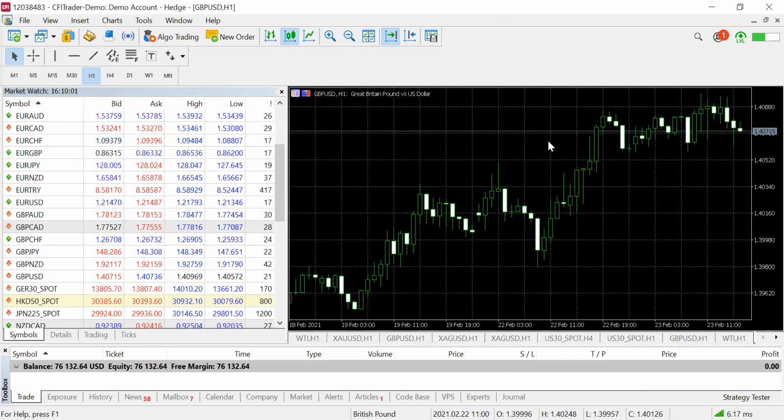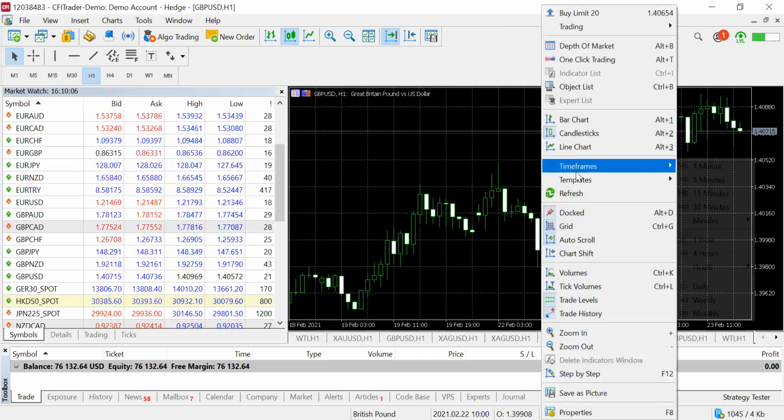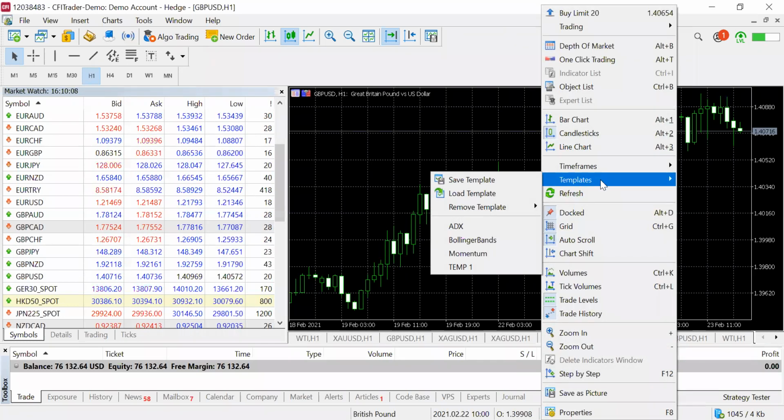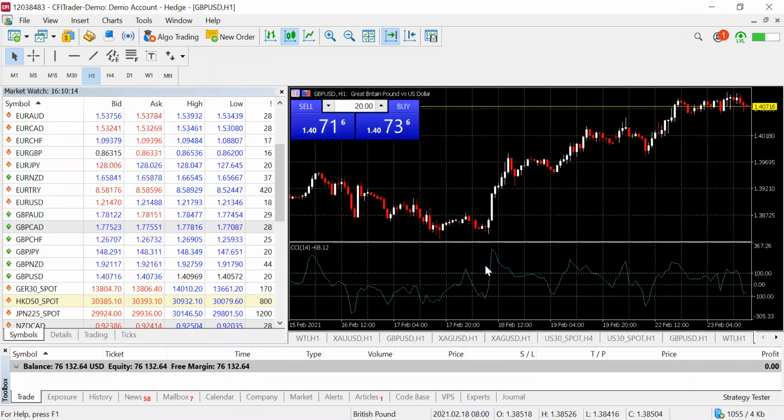You will have to save it in your documents, and then you will have to right click again, and if you go here in templates, you will have it saved here. Like in my case, I already got it here as a 10.1. So this is pretty much how I would like to have my charts looking.